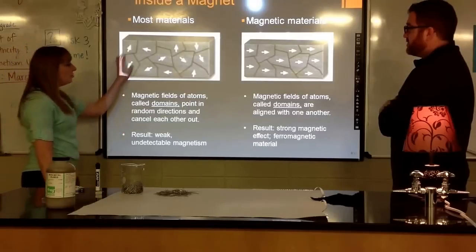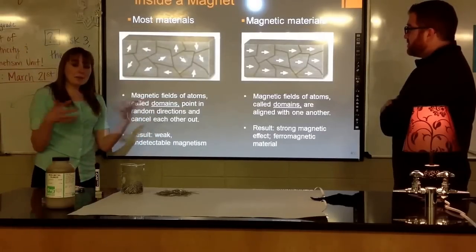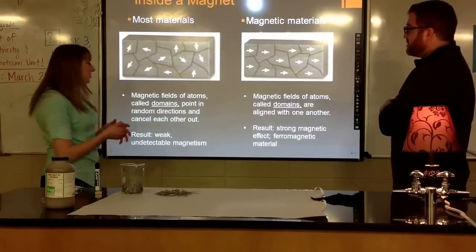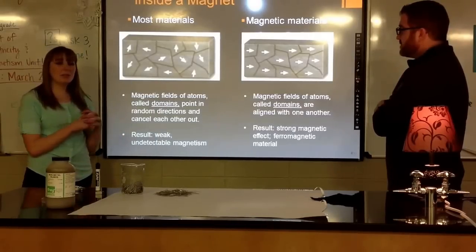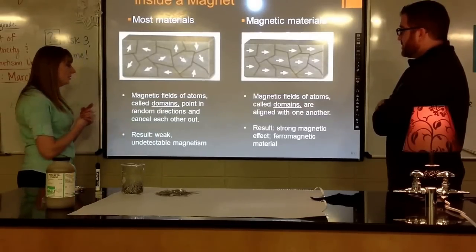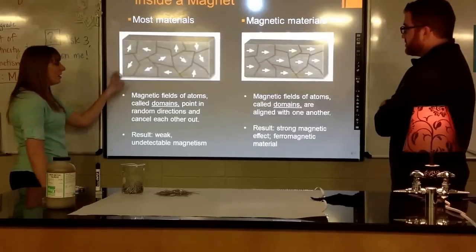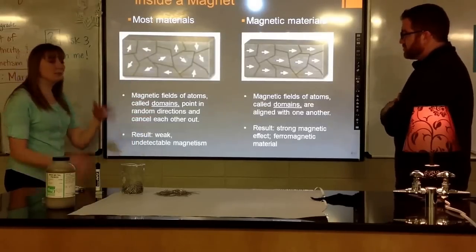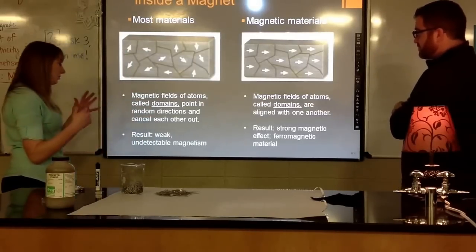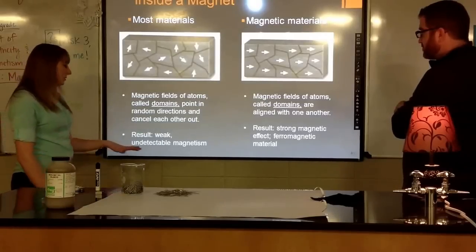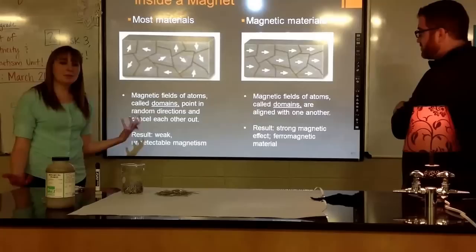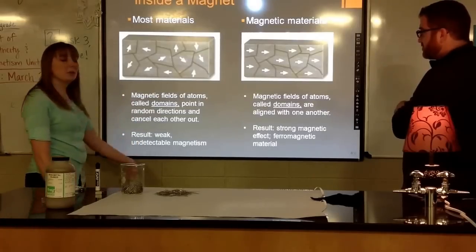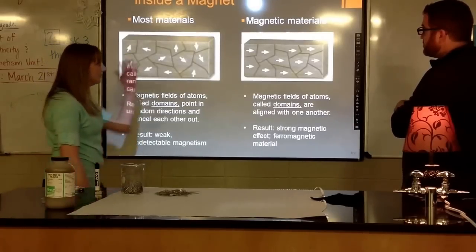What's actually happening inside of here is everything is made up of atoms, and the magnetic fields of each of those atoms are going to be pointing in a certain direction. In most materials, they're pointing in random directions and kind of canceling each other out. And then we end up with just a very weak, undetectable amount of magnetism, so those things don't appear to be magnetic to us.